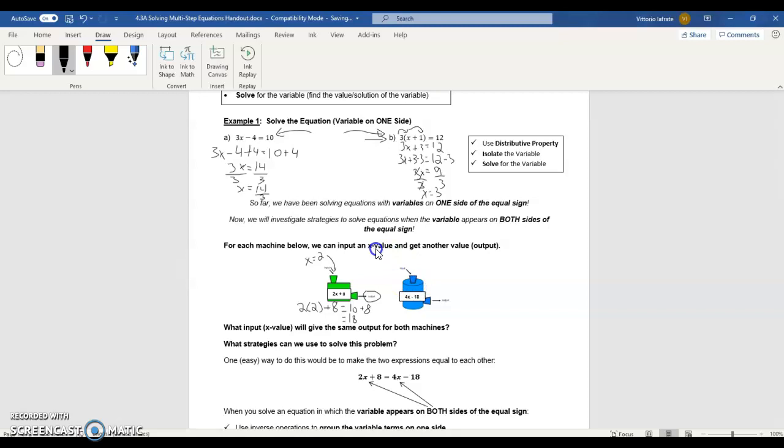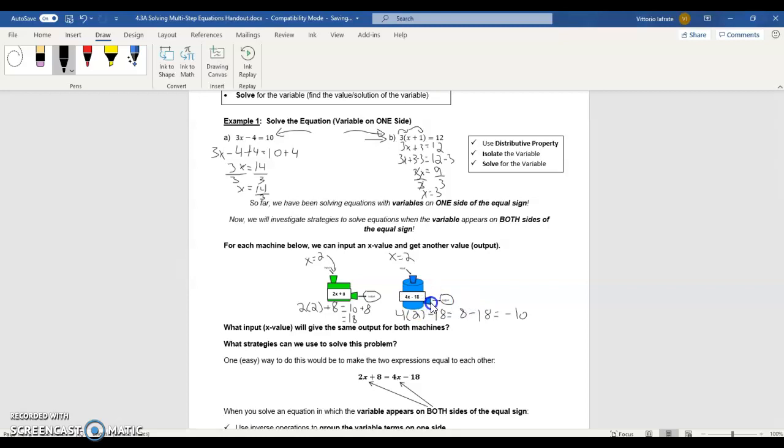Here's another machine. It's just a different equation. I'm going to put the same input in. I'm going to put x is equal to 2 and see what my output is. What do I get when I put x is equal to 2 into the 4x minus 18 machine? So I'm going to replace that x by 2. So I'm going to have 4 times 2 minus 18, which is going to be 8 minus 18, which will be minus 10. So those equations are two different machines, and for the same input I get a different output.